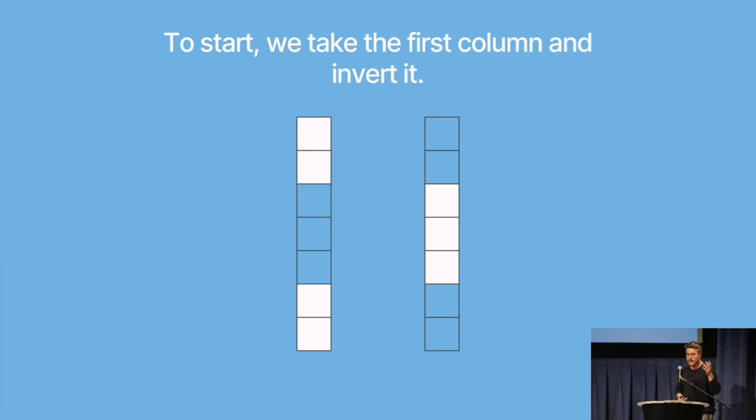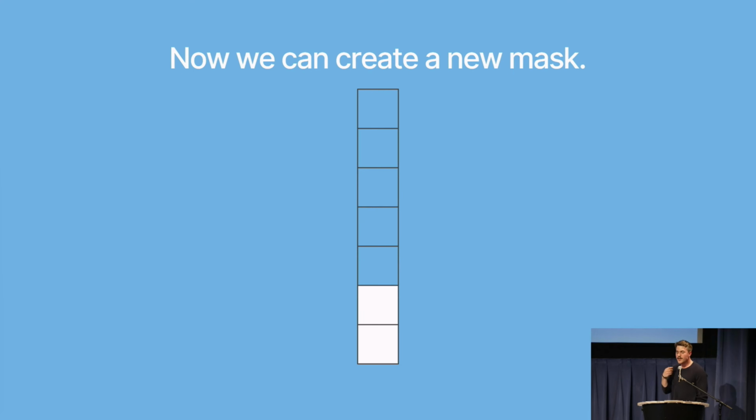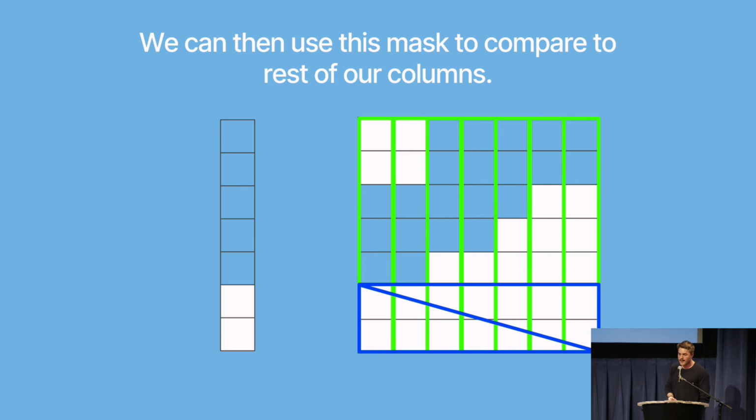To start, we can take the first column that we want to extract that bottom mask out of and invert it. Then we can count the first series of zeros, which is our first two set bits inverted, which in this case is 2, right? And then we can just construct a new mask based on that series of zeros. And now we can use this mask to compare as we were doing before. So now we can extract the parts of the column we actually care about and use that to mesh, right? So we're getting the same result as we did before because we're only using this subset of the column.